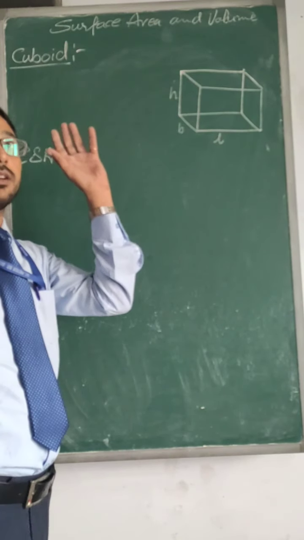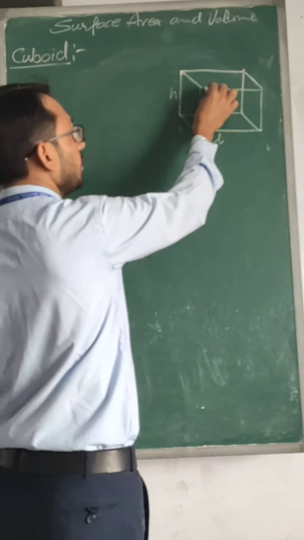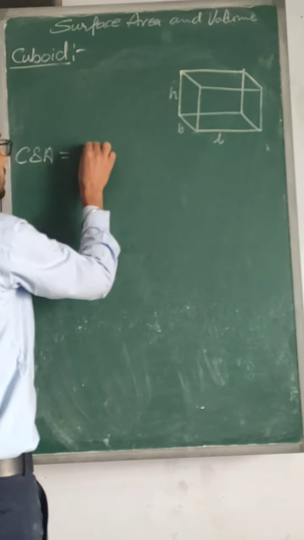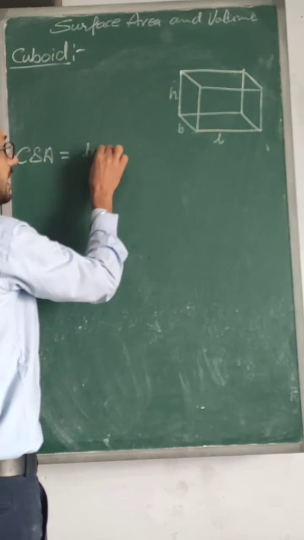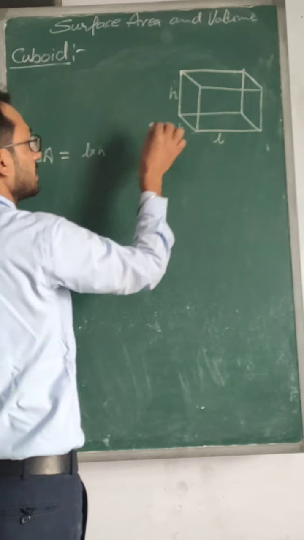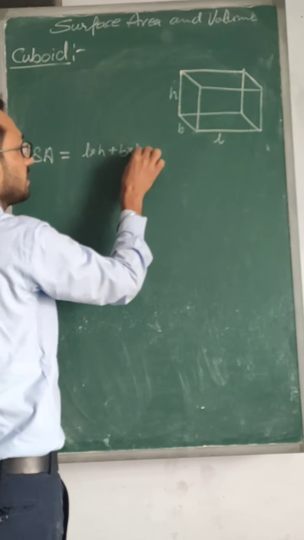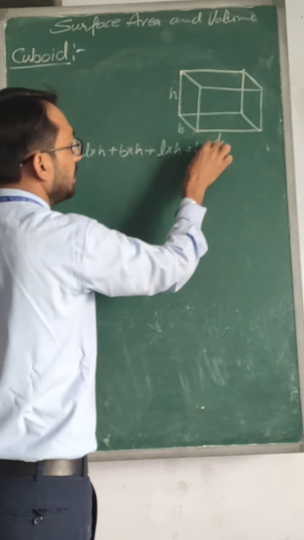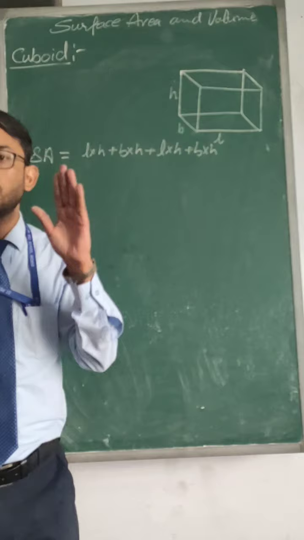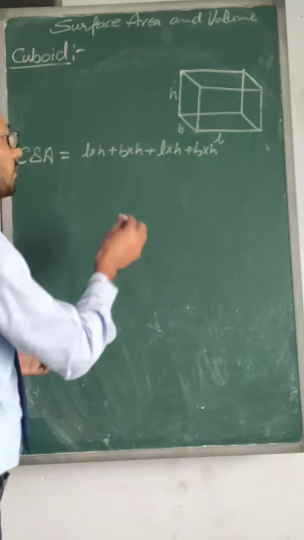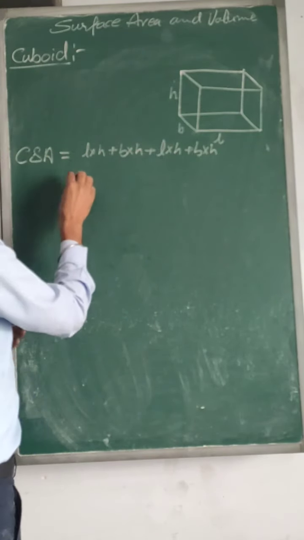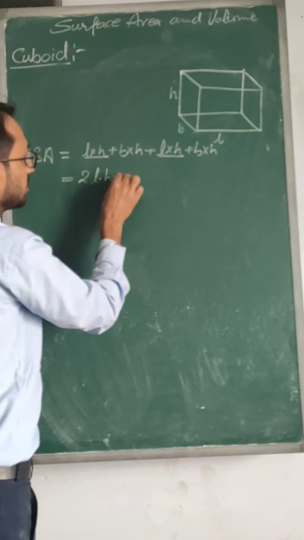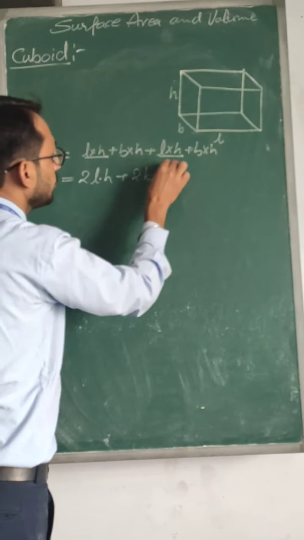Now think about it, what will be the 4 walls? First one is this. Its area will be length into height, so L into H. Second area will be this, B into H. Again L into H. Again B into H. These are the 4 sides of the room or cuboid. So see, L into H, L into H, 2L into H plus 2B into H.